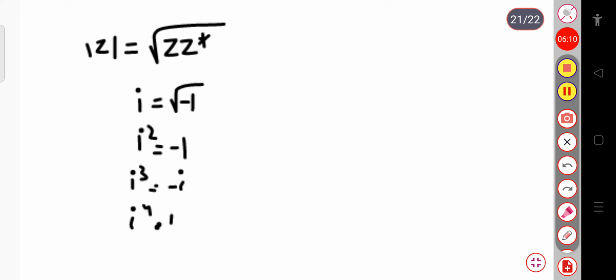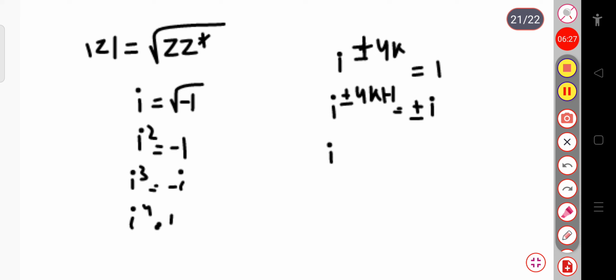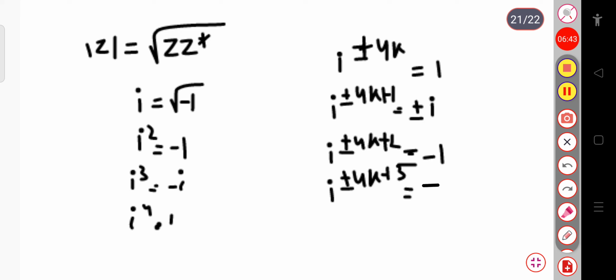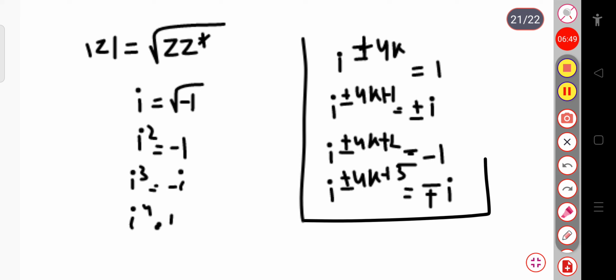So in general, I can write i power plus or minus 4k equals 1, iota power plus or minus 4k plus 1 equals plus or minus iota, and similarly i power plus or minus 4k plus 2 can be written as minus 1. i power plus or minus 4k plus 3 equals minus or plus iota. So these are some basic rules of iota.